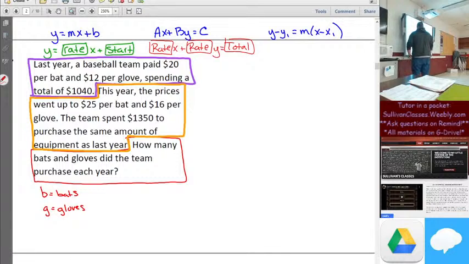In the first one, they said 20 bucks per bat and $12 per glove, and they gave me a total of $10.40. Second one, 25 per bat, 16 per glove, total of $13.50.